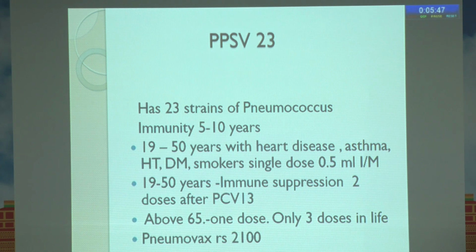PPSV 23 has 23 different strains of pneumococci. Immunity lasts 5 to 10 years. For 19 to 50 years with comorbidities, a single dose is given. For 19 to 50 years with immune suppression, 2 doses after a dose of PCV 13. And after 65, 1 dose is reserved for persons above 65. Only 3 doses can be given in life.